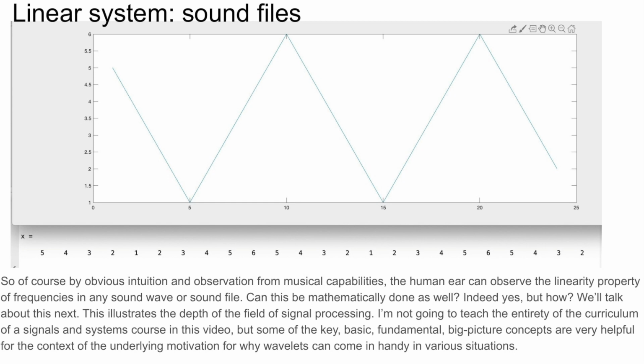Can this be mathematically done as well? Indeed, yes, but how? We'll talk about this next. This illustrates the depth of the field of signal processing. I'm not going to teach the entirety of the curriculum of a Signals and Systems course in this video, but some of the key basic fundamental big picture concepts are very helpful for the context of the underlying motivation for why wavelets can come in handy in various situations.